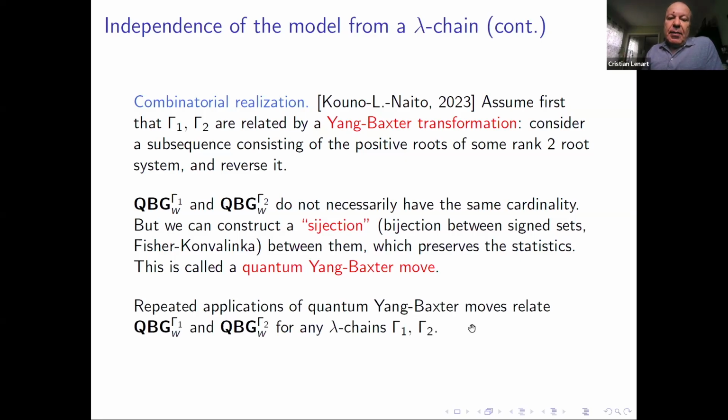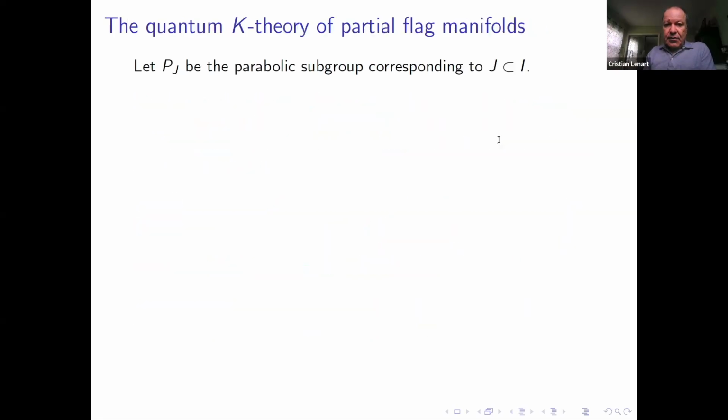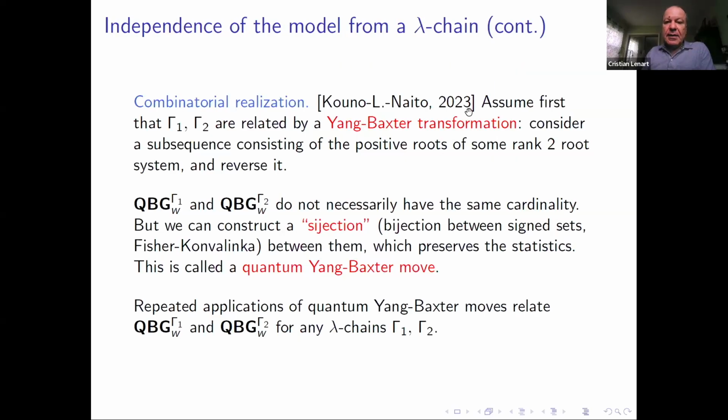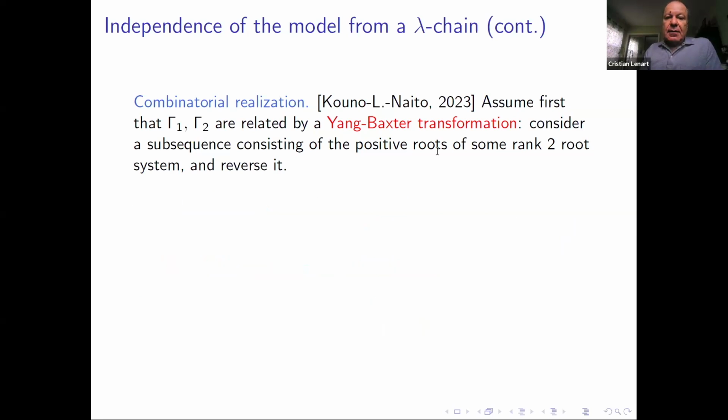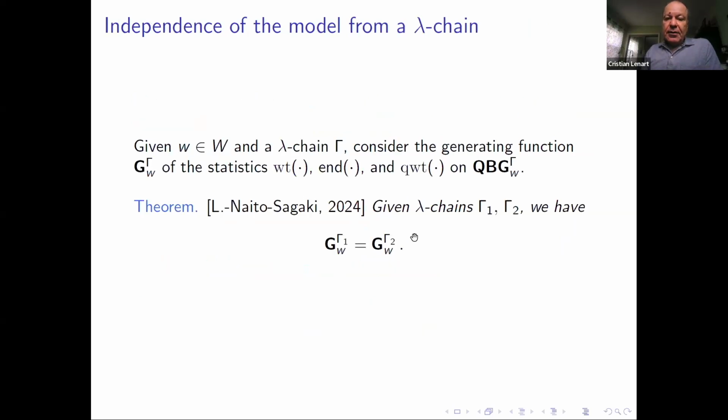And then we simply apply it repeatedly, because one can show that repeated applications of such Yang-Baxter transformations can relate any lambda chain to any other one. So this is how you explicitly realize the equality of the two generating functions. You realize it combinatorially.